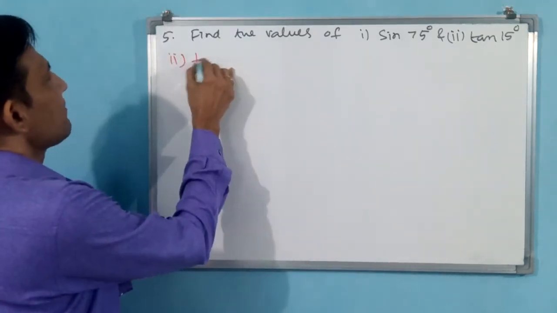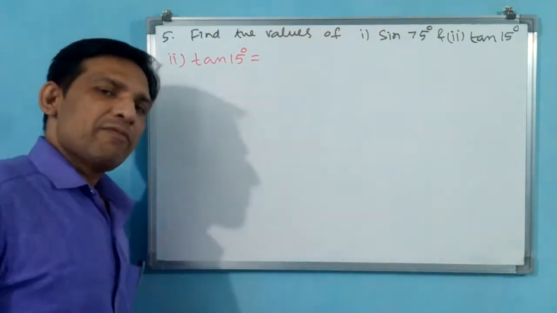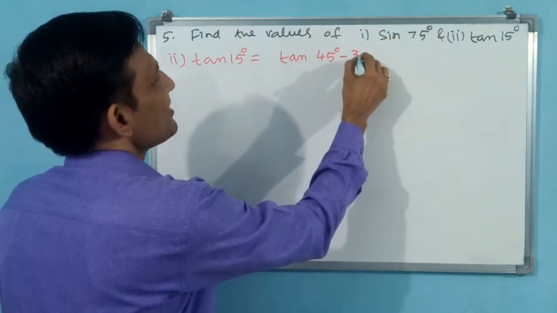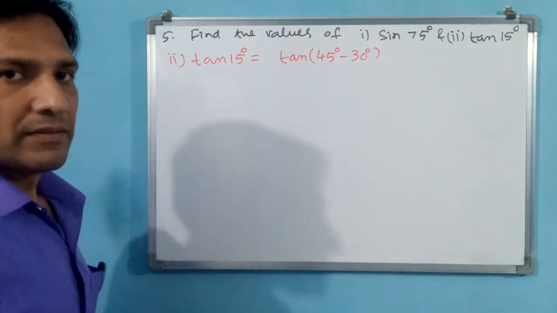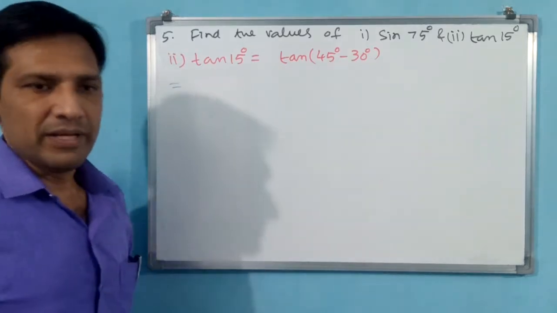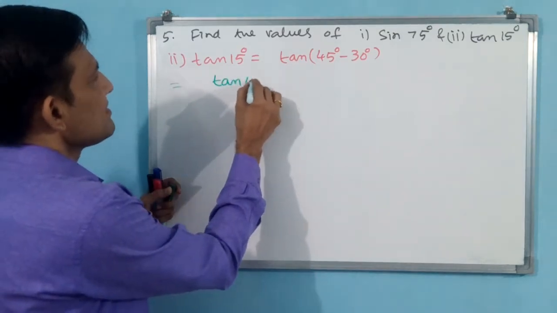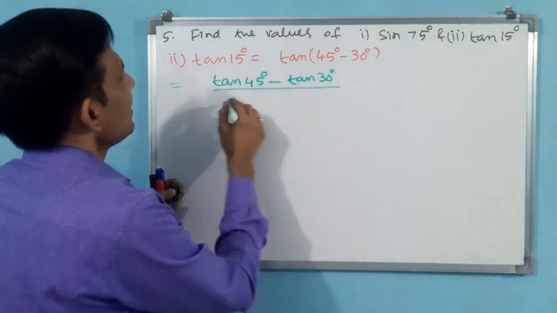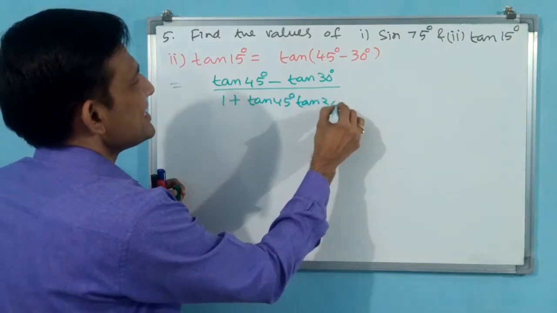Okay, let us see tan 15 degrees. How can we write this one? Tan of 45 minus 30. Tan 45 degrees minus 30 degrees is going to give tan 15 degrees. Okay, you see now tan of A minus B is tan A minus tan B by 1 plus tan A tan B. You write down tan A minus tan B by 1 plus tan A tan B.